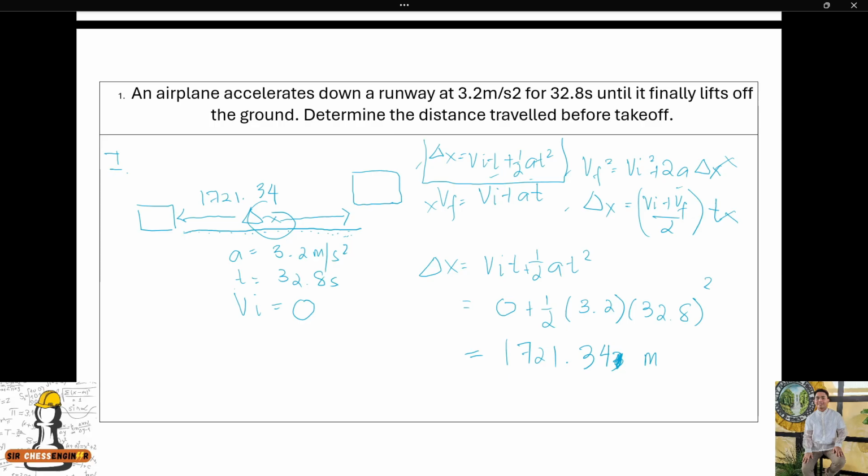So again, to summarize, first, if you cannot visualize what the problem is talking all about, draw it. All you have to do is draw. So this will be our airplane. Our airplane is at rest, and it ran for some distance before it took off. Based from the given, we have acceleration, time, and initial velocity. And we are asked for the distance that the airplane ran.